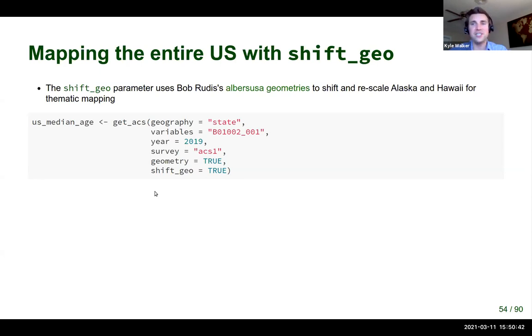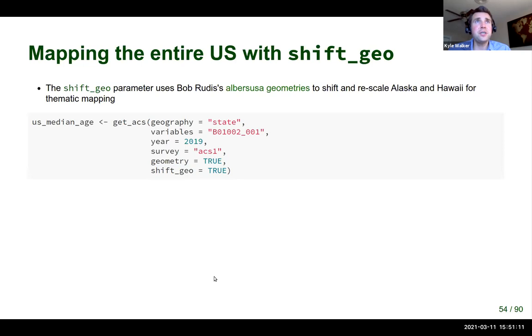He wrote a package, really a data package, called albersusa, that creates US state and county geometries, but with Alaska and Hawaii shifted and rescaled south of Arizona in ways that you'll often see with thematic maps of the United States. And I incorporated this into tidycensus with the argument shift_geo = TRUE. So check out what we can do here.